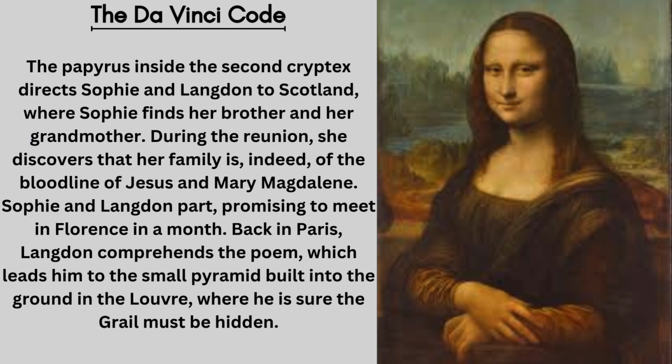The papyrus inside the second cryptex directs Sophie and Langdon to Scotland, where Sophie finds her brother and her grandmother. During the reunion, she discovers that her family is, indeed, of the bloodline of Jesus and Mary Magdalene. Sophie and Langdon part, promising to meet in Florence in a month. Back in Paris, Langdon comprehends the poem, which leads him to the small pyramid built into the ground in the Louvre, where he is sure the Grail must be hidden.